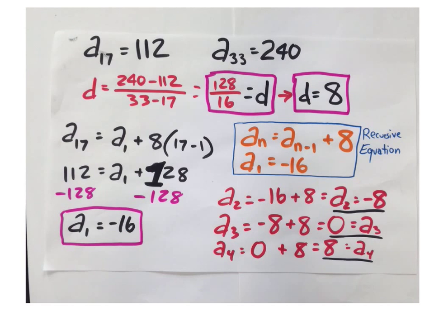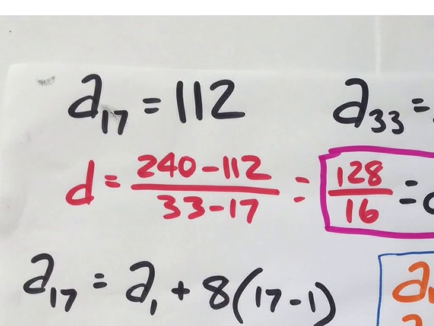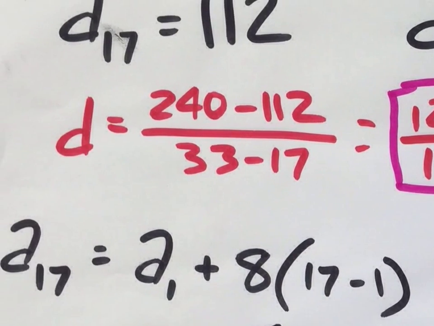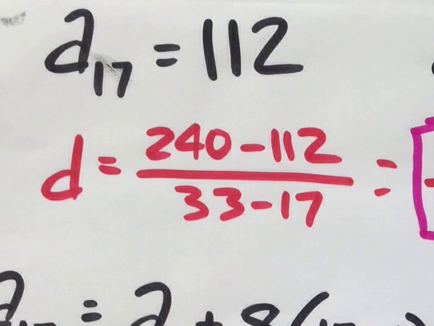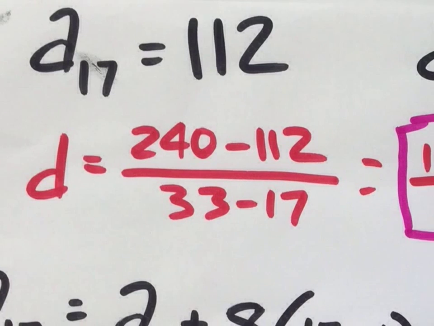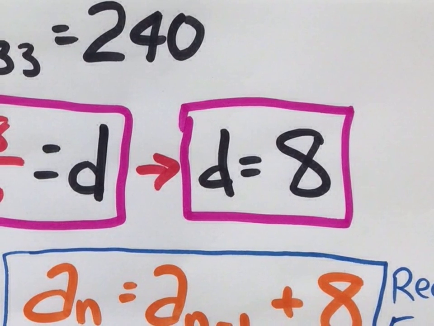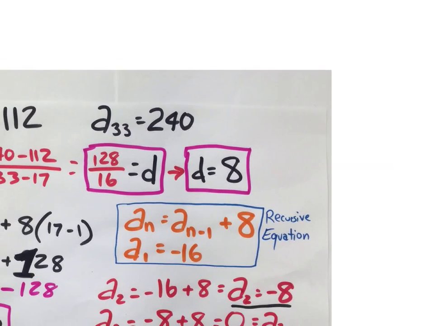Let's try one more of these kinds of problems. So let's say we only know the 17th term and the 33rd term. We're going to pop in the final value minus the initial value over the final count minus the initial count. That's going to give us 128 over 16, which we can simplify to 8. Great. So we've got the difference.